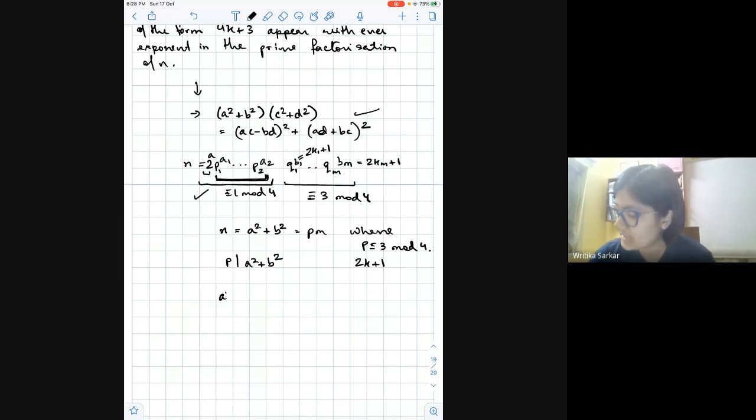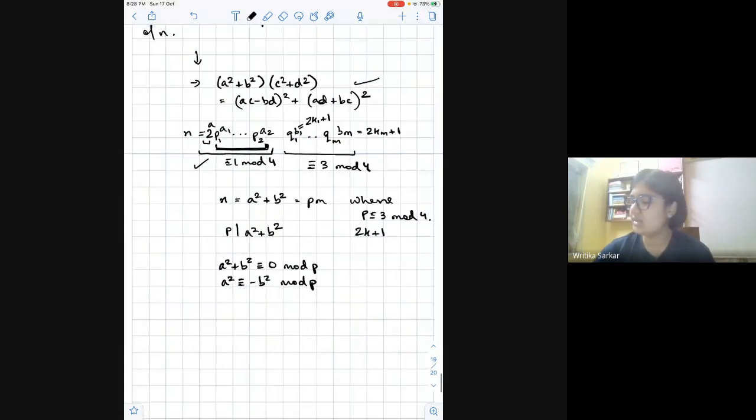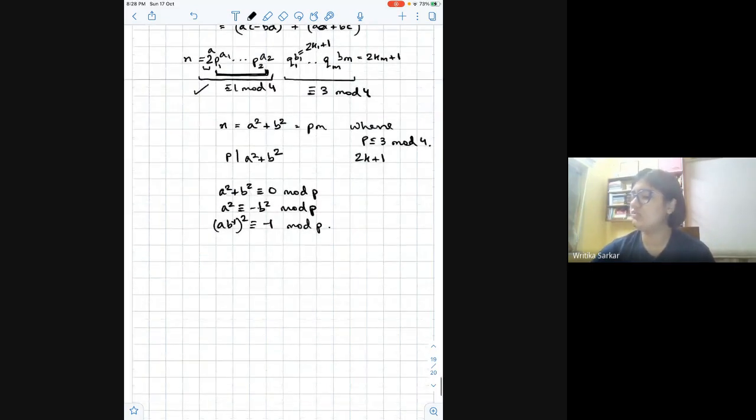But which means that a squared plus b squared is congruent to 0 mod p, which means a squared is congruent to negative b squared mod p. And then since it's a prime, if we assume that p doesn't divide b, then we can invert b, and then you would have a b inverse whole squared is congruent to minus 1 mod p, which actually cannot be true for a prime which is 3 mod 4.